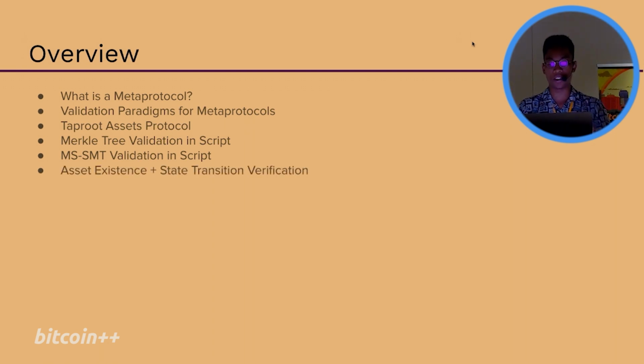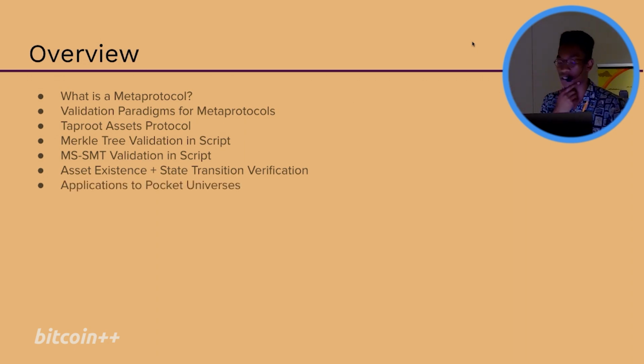And we'll talk about how you actually validate how the asset exists, or even any state transitions within that. Then we'll talk about an application called Pocket Universe, which simulates a commit chain. People know those constructs elsewhere, on some other chains.